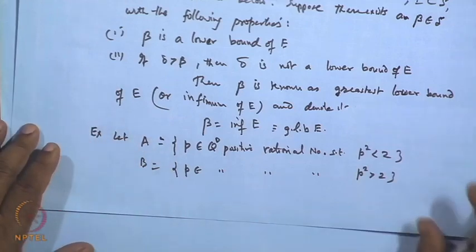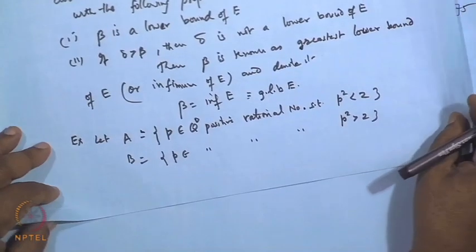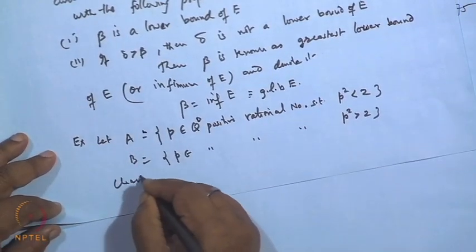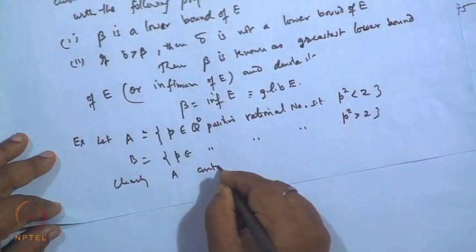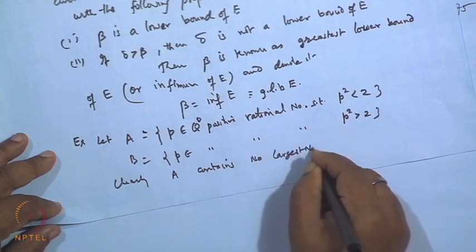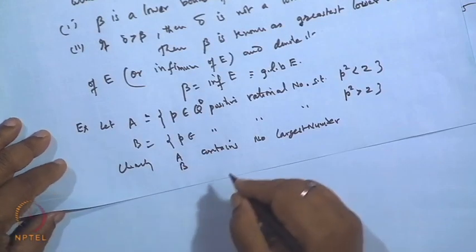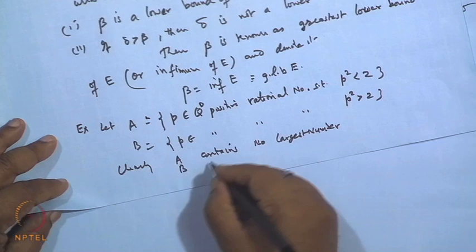So, this will show that A contains no largest number, while B contains no smallest number.